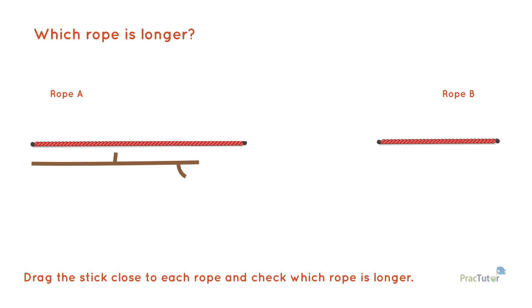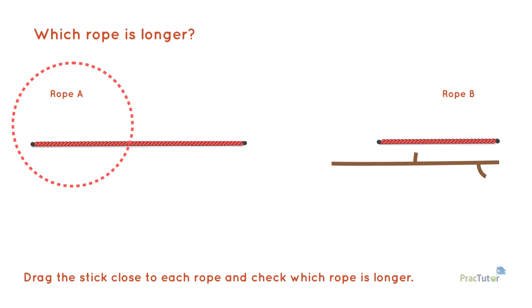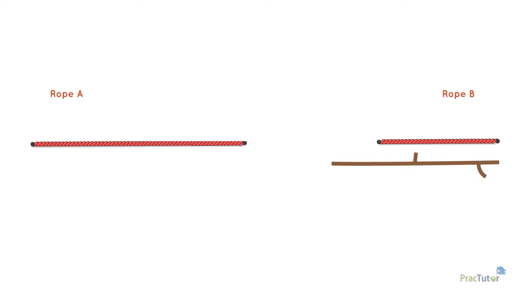If the first rope is longer than the stick and the second rope is shorter than the stick, which rope is longer? Is that the rope you thought was longest? When things aren't straight or are different distances away, it can make them look longer or shorter than they are.